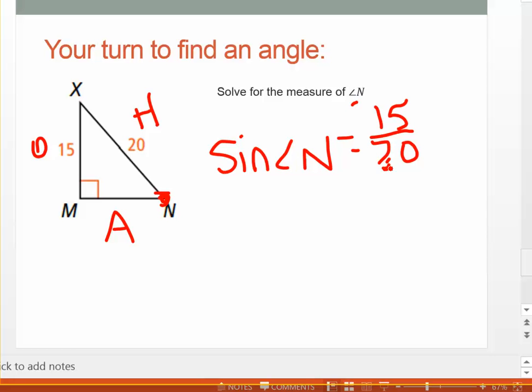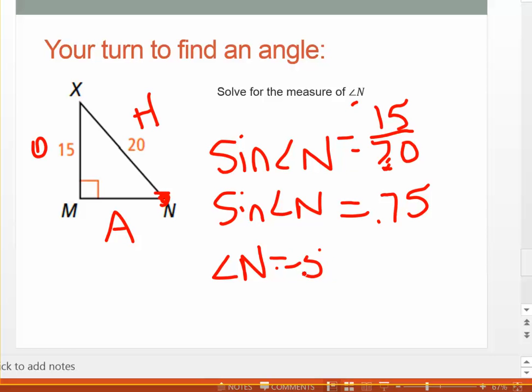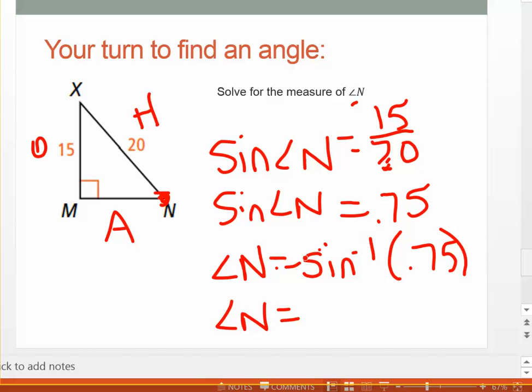Now, I already know that 15 over 20 is going to reduce to 0.75, so I'm just going to rewrite it like that. The sine of angle N equals 0.75. Now, you don't have to write that whole inverse thing out in full the way I did. You could just do this. Angle N equals the inverse of sine of 0.75. And that's it. And then you're ready to put that in your calculator and then solve for your angle measure.